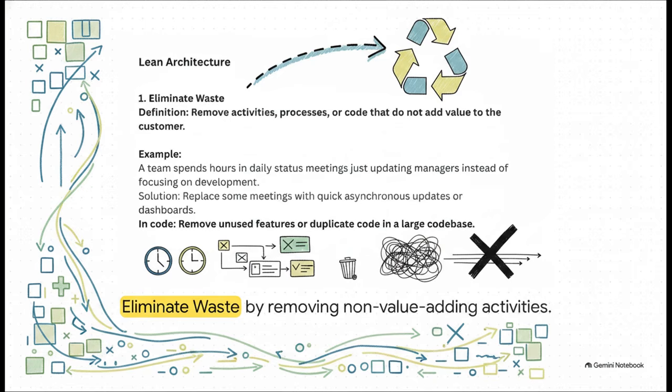But waste isn't just bad code, right? It's bad processes. Picture a team spending hours every single week in status meetings just to update management, bleeding time away from actual development. Lean says, cut that out. Swap those endless meetings for quick, asynchronous dashboards. And in the code, it means having the guts to actually delete unused features. Less is genuinely more here.